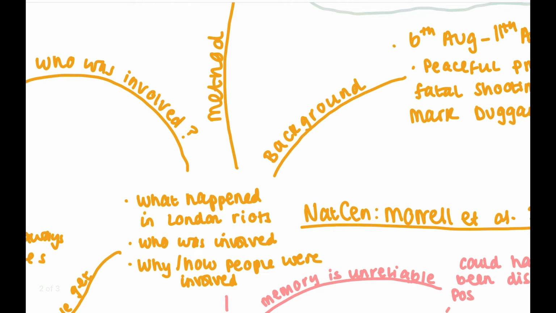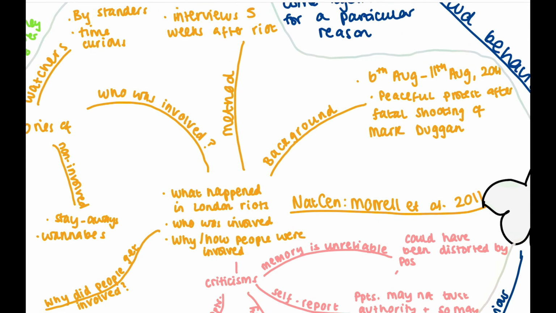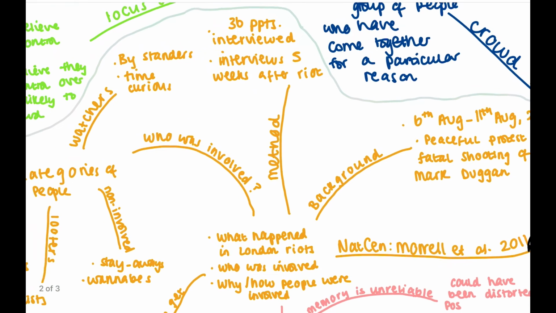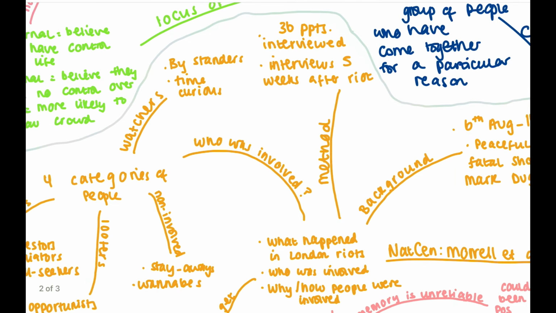So the three main things they wanted to find out was, number one, what happened in the London riots? Number two, who was involved? Number three, why and how were people involved? So let's look at then who was involved.